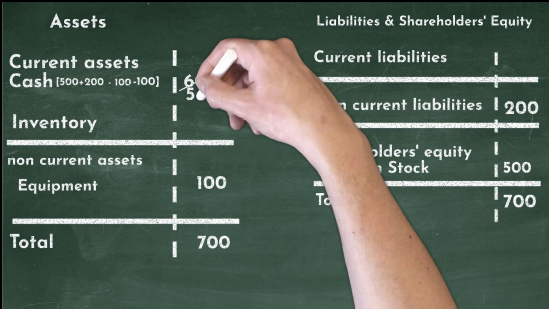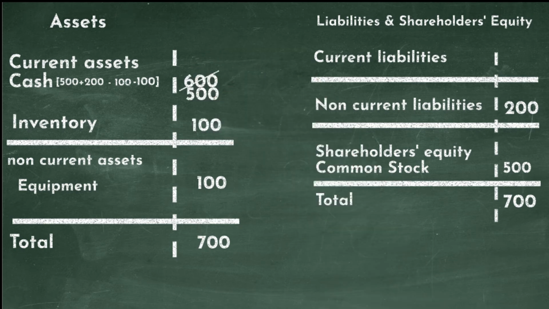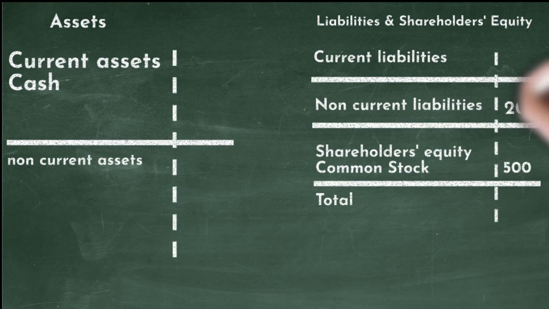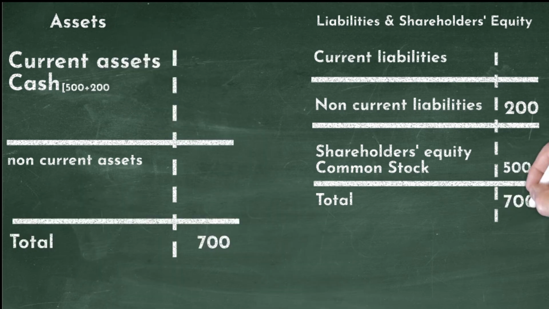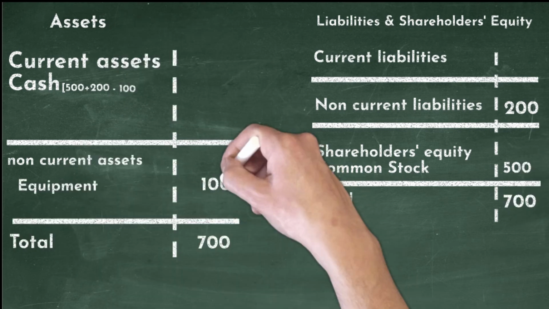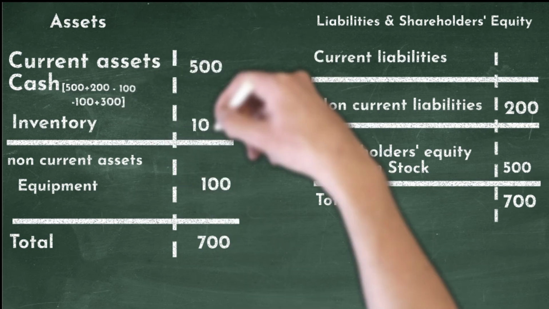But now let's go ahead and buy that inventory for $100. So we take that from the cash, and it's still 700 on both sides. We have the 500 in cash. We have the 100 in inventory, 100 in equipment.